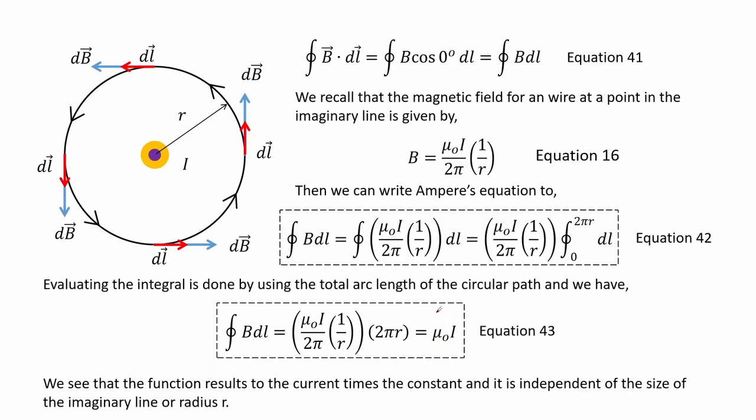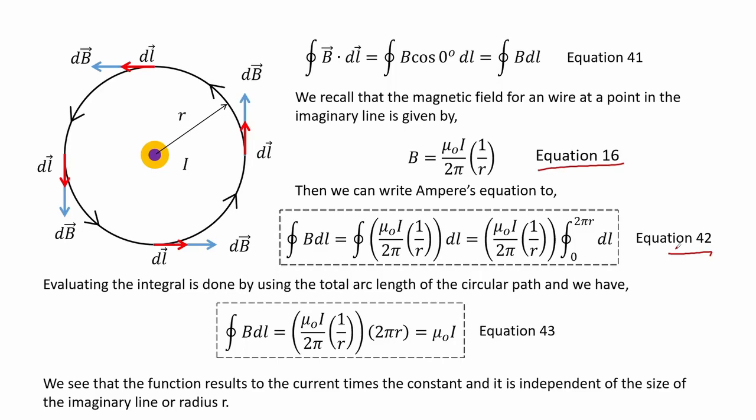We recall that the magnetic field for a wire at a point on the imaginary line is given by equation 16. Then we can write Ampere's equation as equation 42. The magnetic field here is factored out because it does not change along the line due to the symmetrical shape of the conductor and the choice of imaginary line. Just like the Gaussian surface, it is ideal to choose symmetrical shapes for ease of calculations.